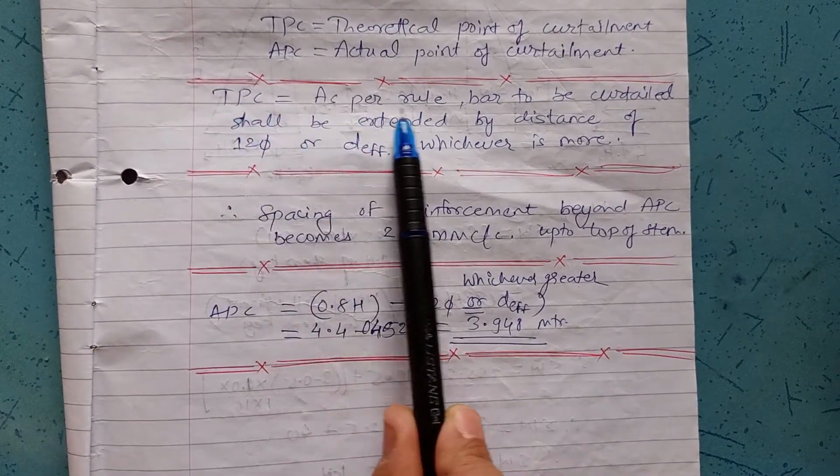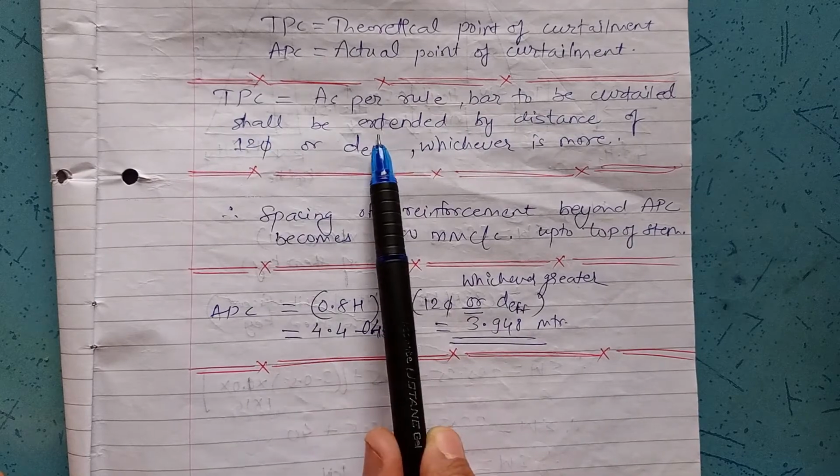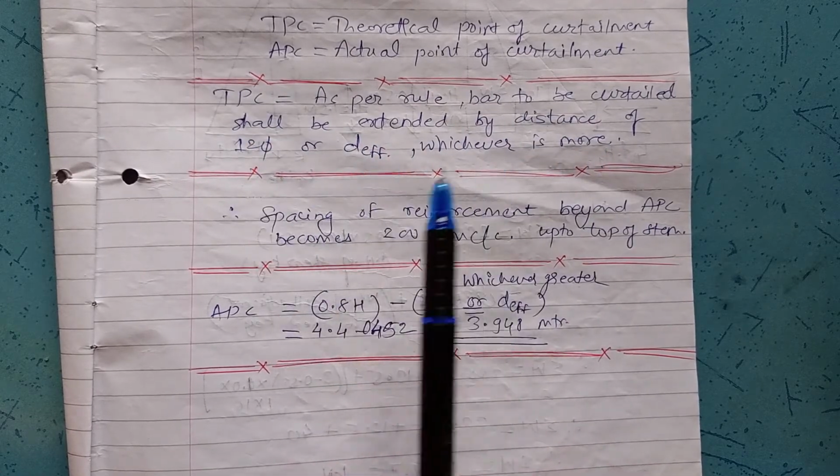Now TPC, as per the rule, the bar to be curtailed shall be extended by a distance of 12 phi or d effective, whichever is more.